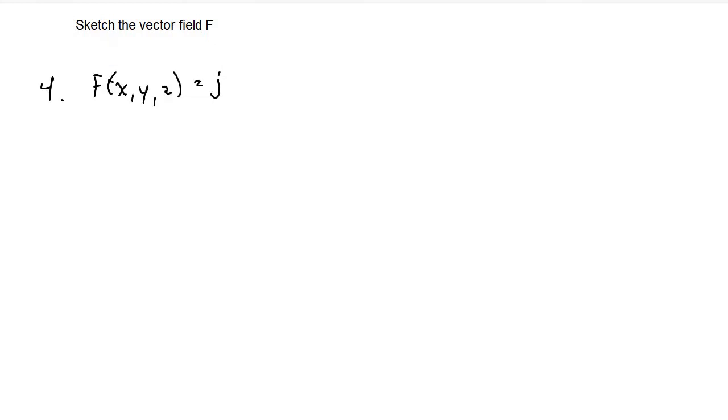So now for number 4, we have f(x, y, z) = j. So realize this is 3 variables. Now in the previous problems, we only had 2 variables, x and y, and we could graph that in 2 dimensions. Now since we have 3 variables, we have to use a 3-dimensional coordinate system and a 3-dimensional graph. So writing this in 3-dimensional component form, since j is associated with the y component, it's just going to be the unit vector (0, 1, 0).